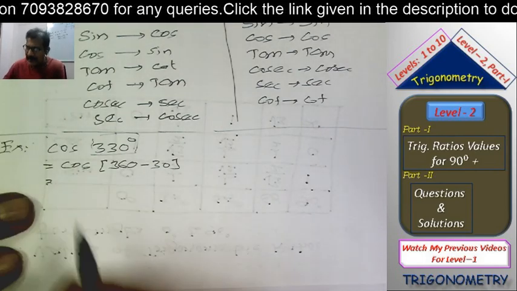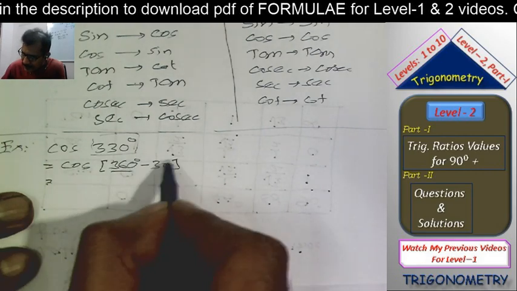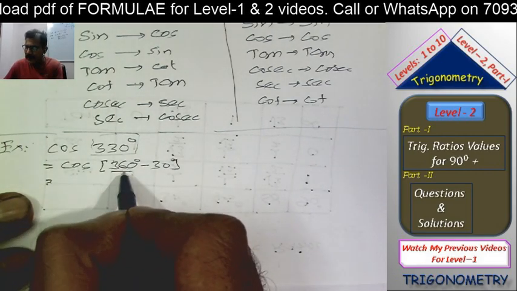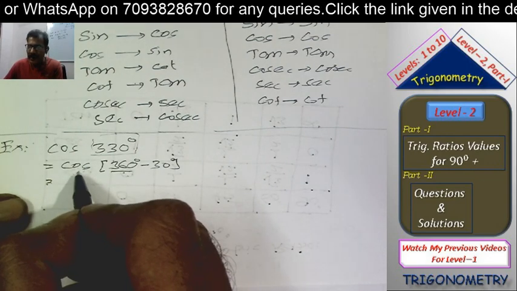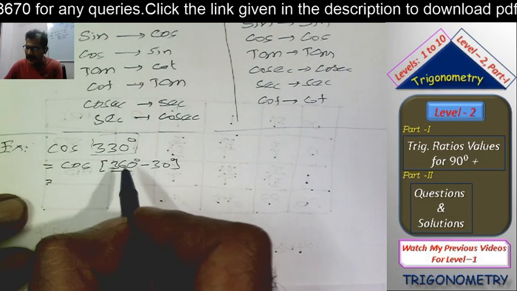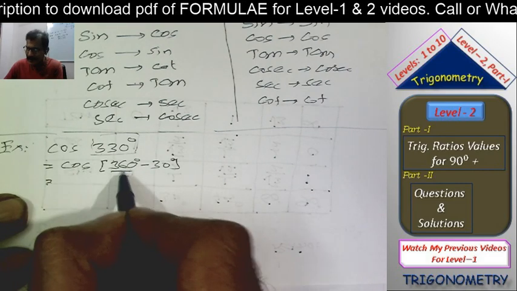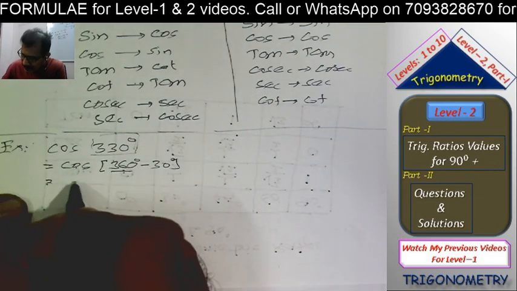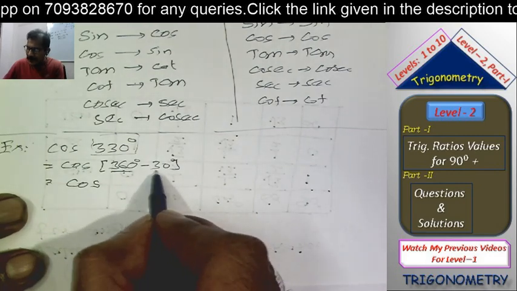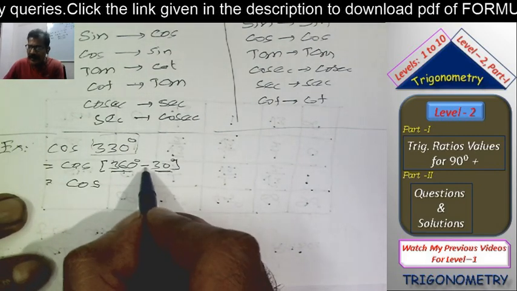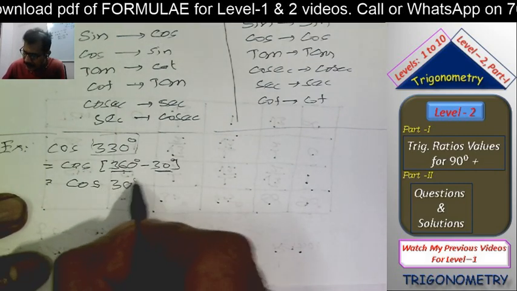The second step is you just check this angle. Nothing else, just check this angle. Whenever the angle is 360, will this cos change or not? In point number 4 we discussed that for 180 or 360 the ratio is not going to change. Since it is 360, cos remains cos as it is. Then write down this angle as it is. Don't worry about the plus or minus, just write down this angle as it is. So we wrote 30 degrees.